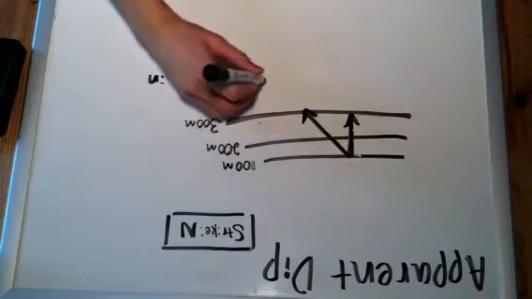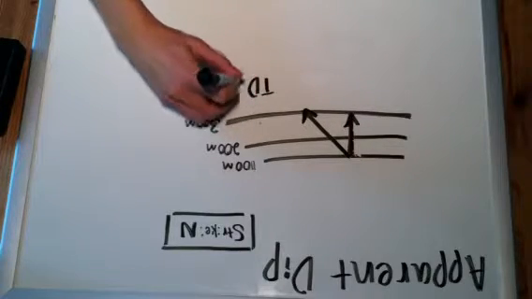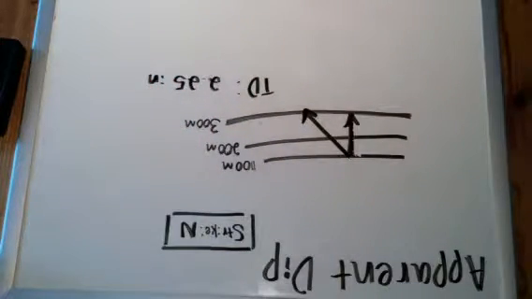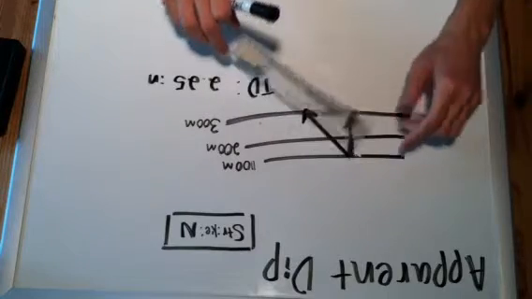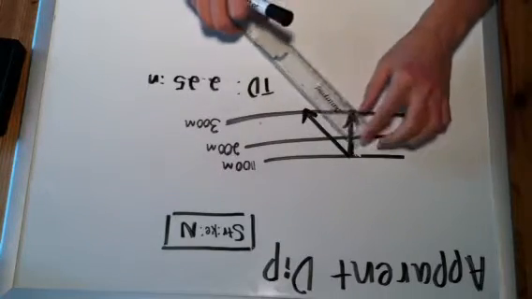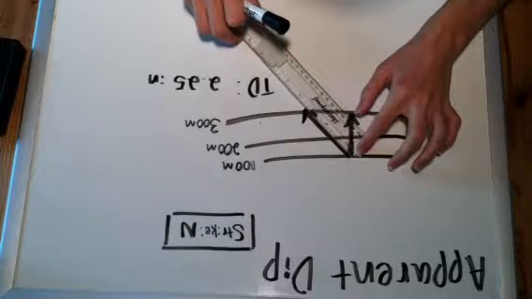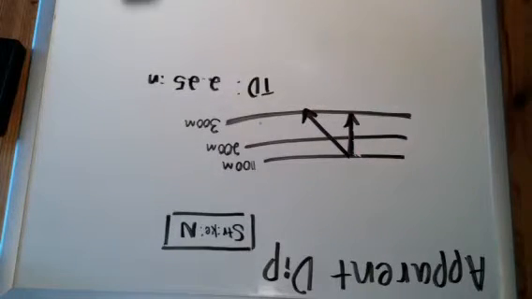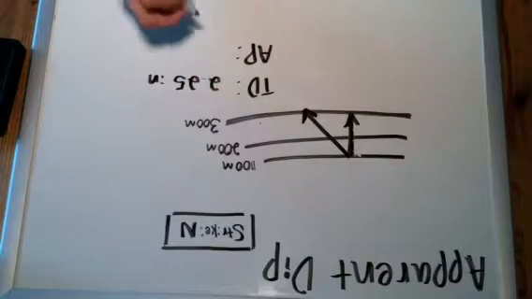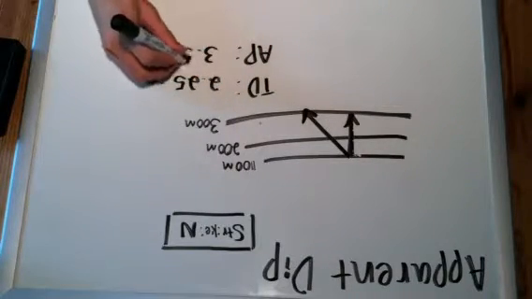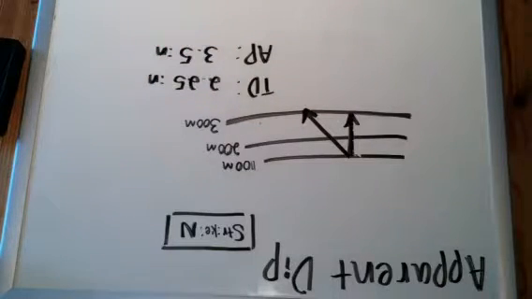That is the true dip, which once again we know because we know the direction of it. And the apparent dip, once again, we'll call that 3.5 inches. Trying to keep the numbers relatively simple for the sake of this example. 3.5 inches.